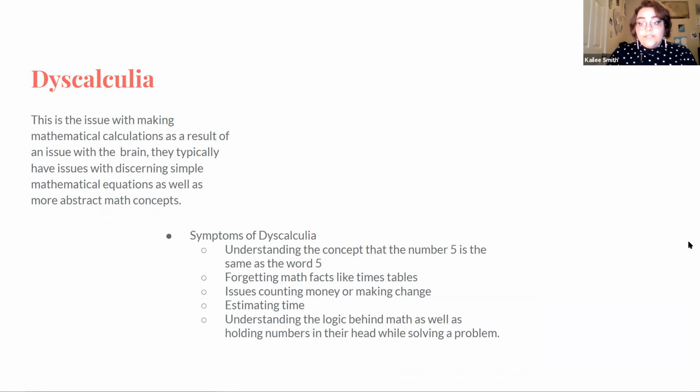So dyscalculia is one of the lesser known, and it's actually an issue with discerning mathematical equations and abstract math concepts. It is rather hard to portray, but I've chosen one of the main symptoms, which is whenever they have an issue understanding a concept like a number means the same thing as the word. So in this case, we're going to be using the number 5.